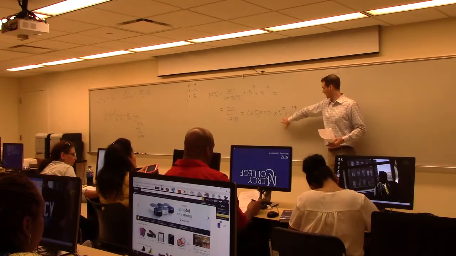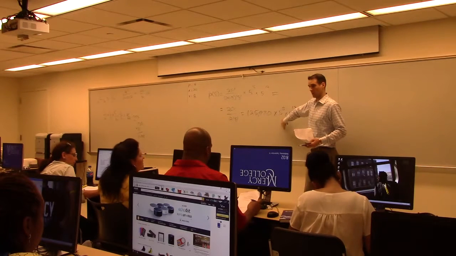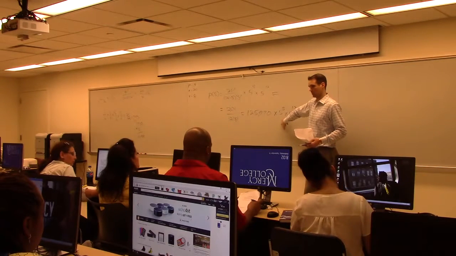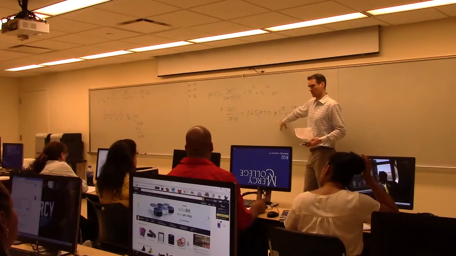Okay, so when you multiply those together, and then multiply that by 125,970, you get 0.0983. The answer is 12%. 0.09, so it sounds like it's close. You've got to multiply it all across, though.